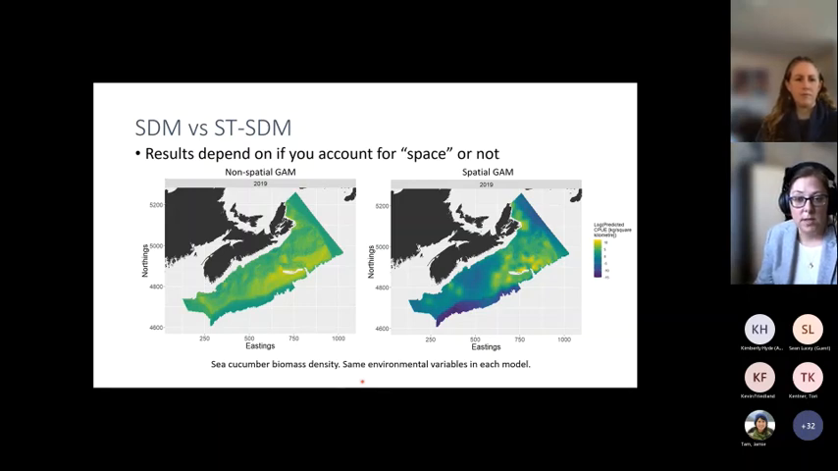We have a non-spatial generalized additive model on the left, and the same model is on the right, but this one explicitly accounts for space. The same environmental variables are used in each model, both are modeled with a delta model, and they're displayed on the same scale. As we can see, there are fairly stark differences in spatial structure and magnitude of the predicted biomass densities between the two models, showing that our results are very much dependent on whether we account for space or not within our modeling framework.